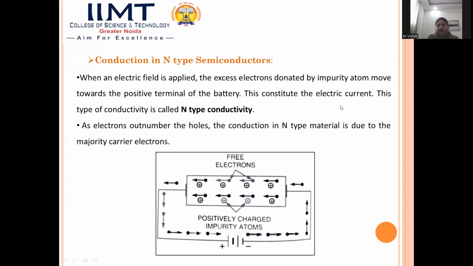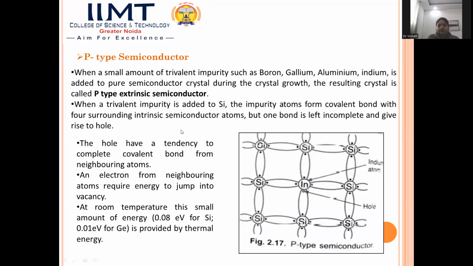So this type of conductivity is called n-type conductivity. As electrons are more numerous compared to holes, the conduction in n-type material is due to the majority carriers, the electrons. So that is how the conduction happens in n-type semiconductors.